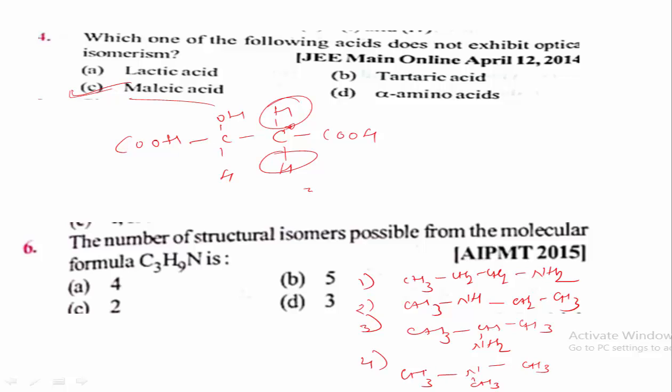Okay, there are 4 structures, or structural isomers, possible for the molecular formula C3H9N.